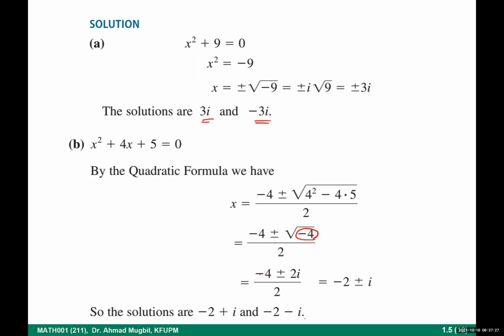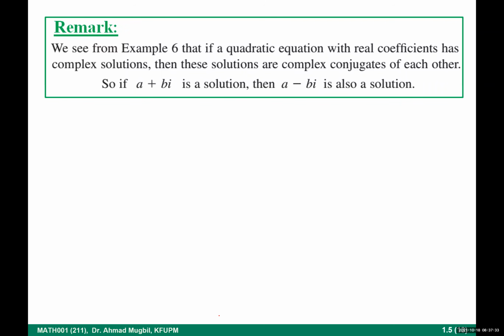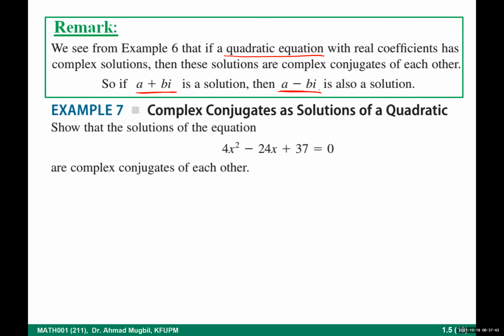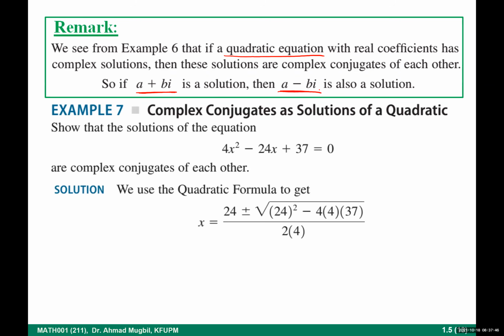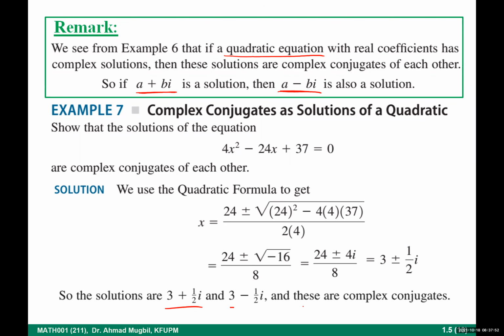What do you notice about them? Both are conjugate of each other. And this is always, it is mentioned here, always. When you have a quadratic equation, then if a plus i is a solution, then its conjugate also is a solution. This is another example. By using the quadratic formula and simplifying, the solutions are conjugate of each other.